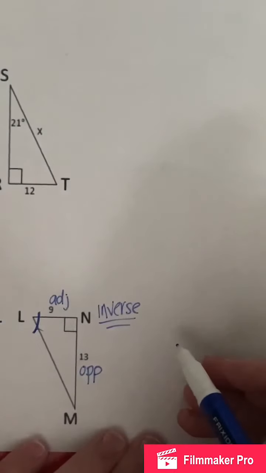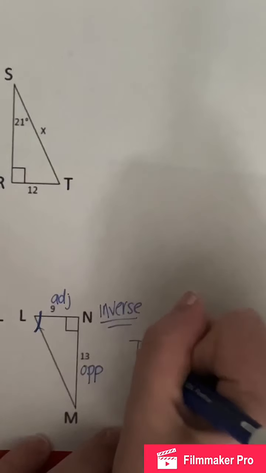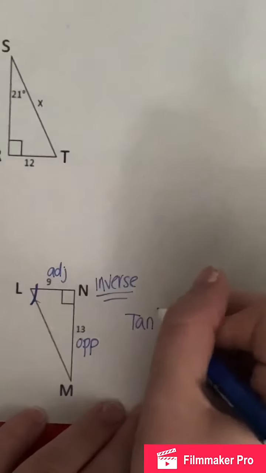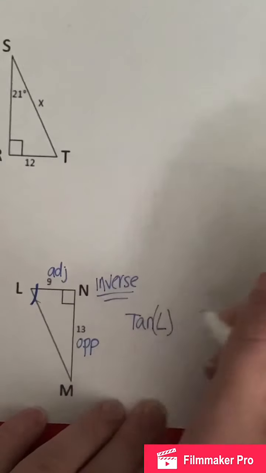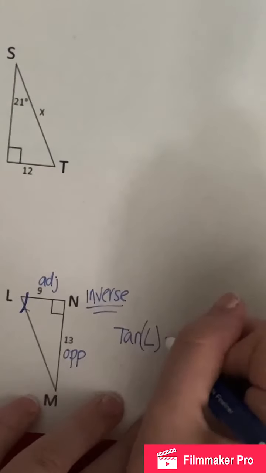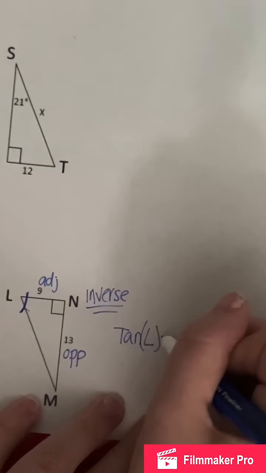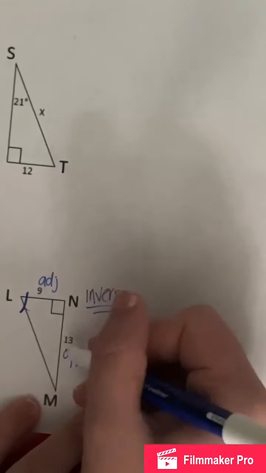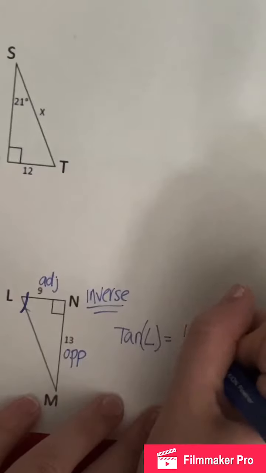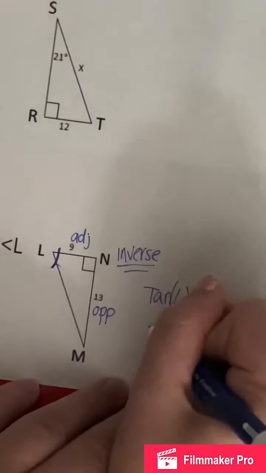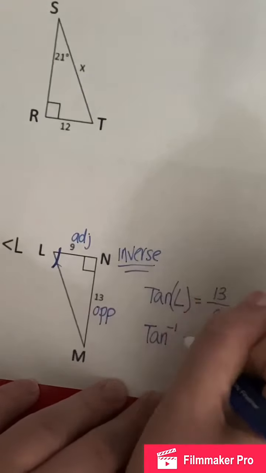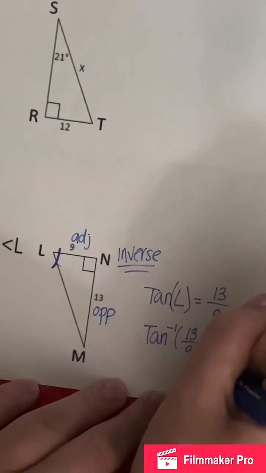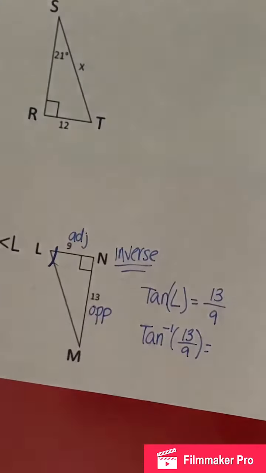So we're looking for tangent of angle L because we don't know what angle L is. That's what we're finding. And that would be equal to the opposite, 13, over the adjacent, which is 9. So again, we use the inverse. Tangent inverse of 13 over 9. You'll then go to your calculator.